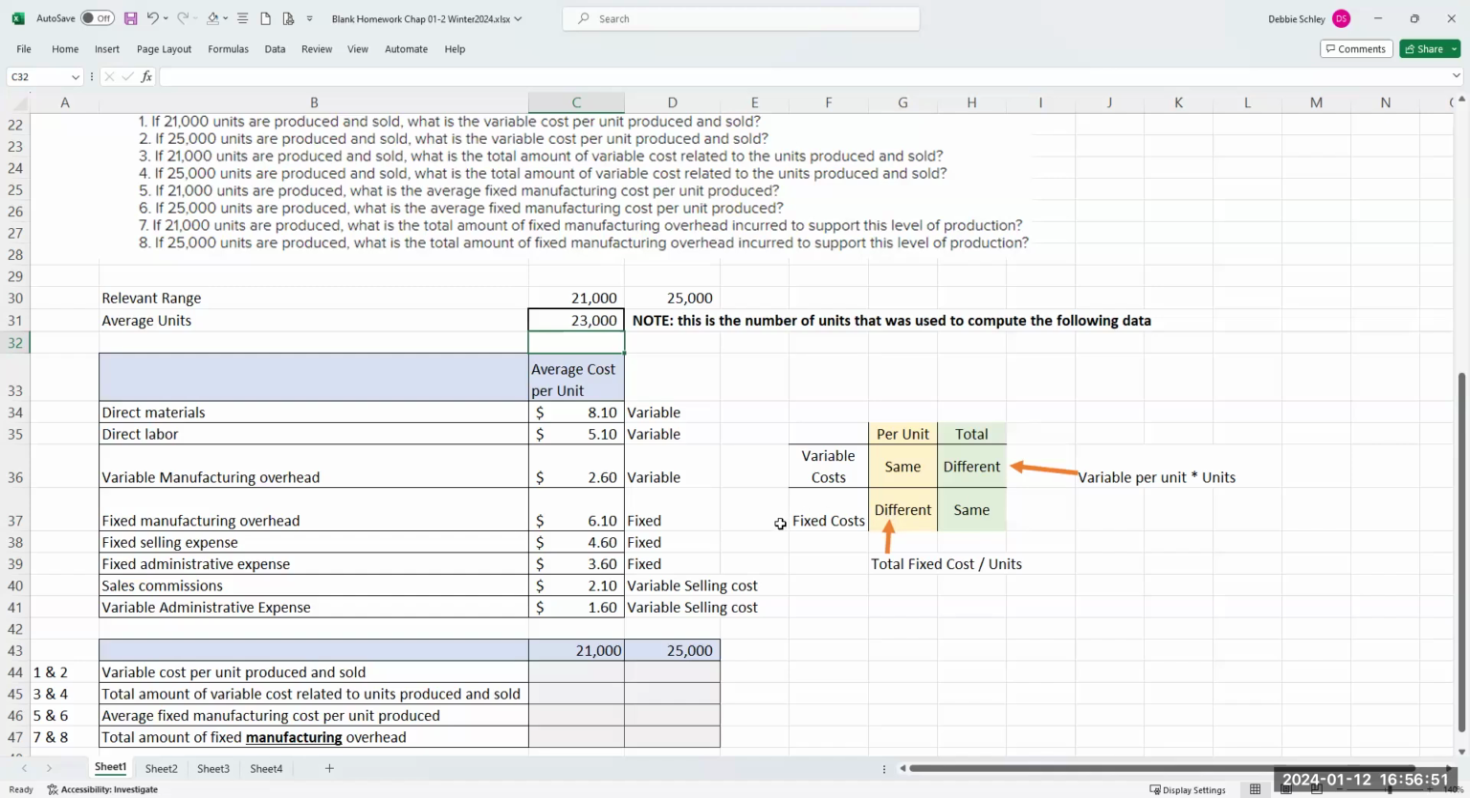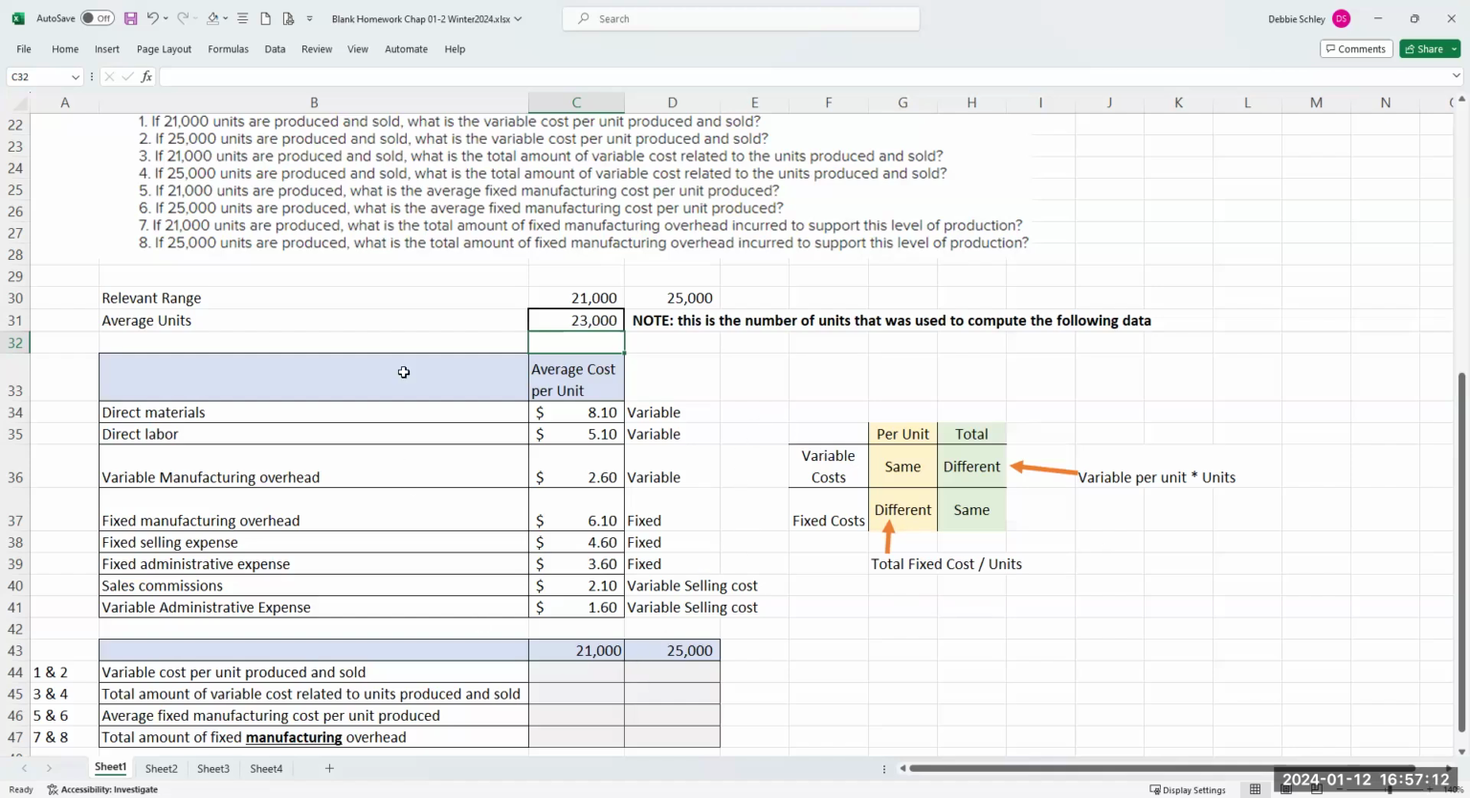But for fixed costs, the total fixed cost remains the same no matter how many units you produce and sell. I like to think of fixed costs like it's my rent. It's the same from month to month. And so the way you figure out the per unit fixed cost is the total fixed cost divided by the number of units. So that's going to become important later in this problem.